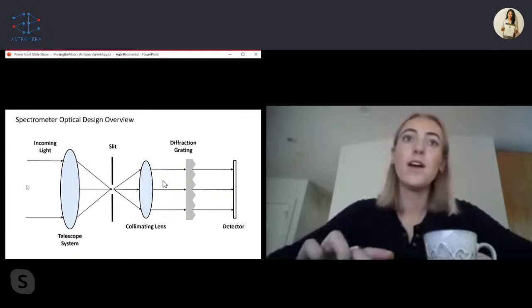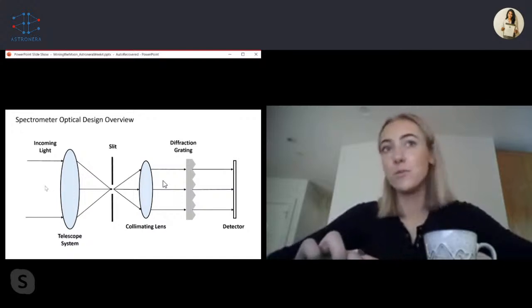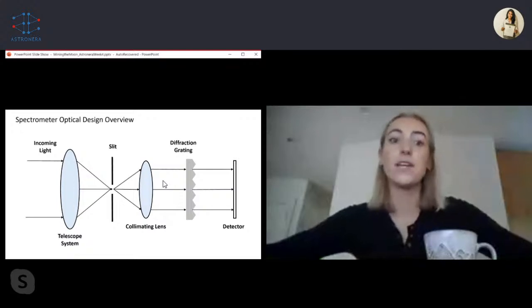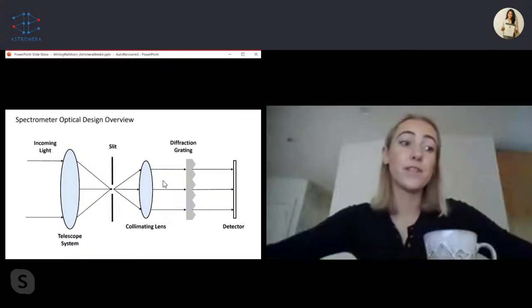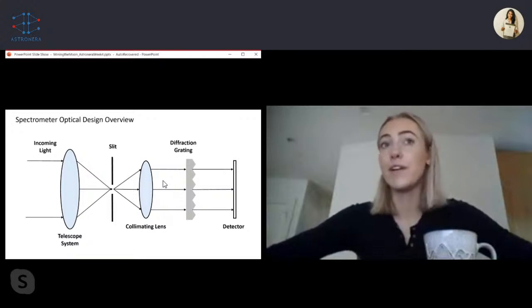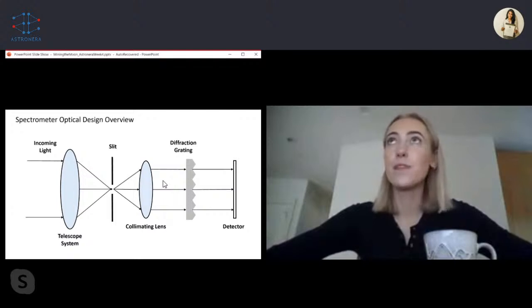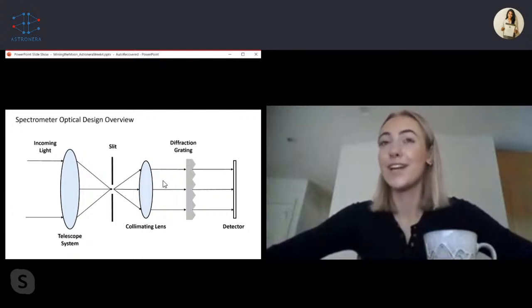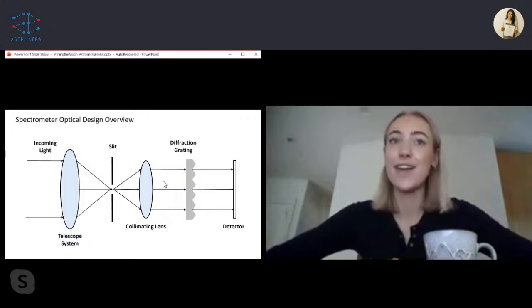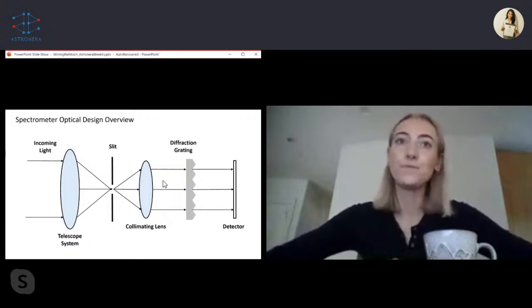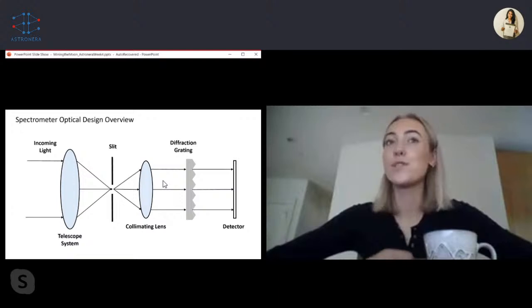So you have your incoming light. This telescope system could be either mirrors or lenses. A lot of times, if you're taking in light from several different wavelengths, if you're not just looking at one wavelength, then it's useful to have a fully mirrored system to reduce chromatic aberrations. Although if you're just looking at one wavelength, if you already have a light source that is just one wavelength, then you could get away with lenses as well. So this telescope system is going to focus the light into your spectrometer slit, and this is the beginning of the spectrometer portion of the system.